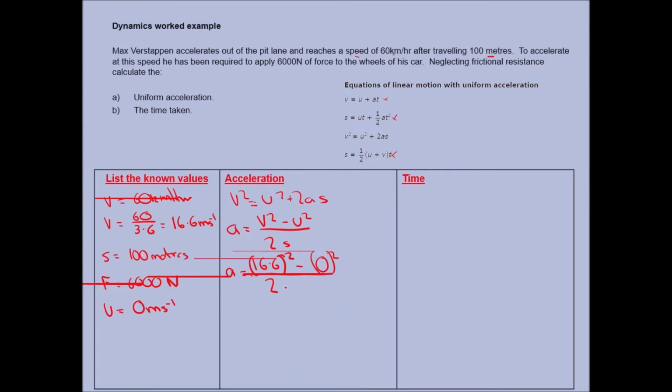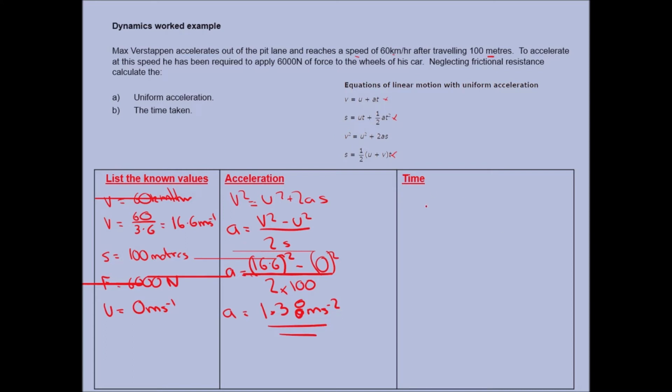The distance that we've got is 2 times 100. So A is going to equal, pop that in your calculator. Acceleration, to 3 significant figures, is equal to 1.38 meters per second per second. That's my answer for this first bit: A equals 1.38 meters per second per second.